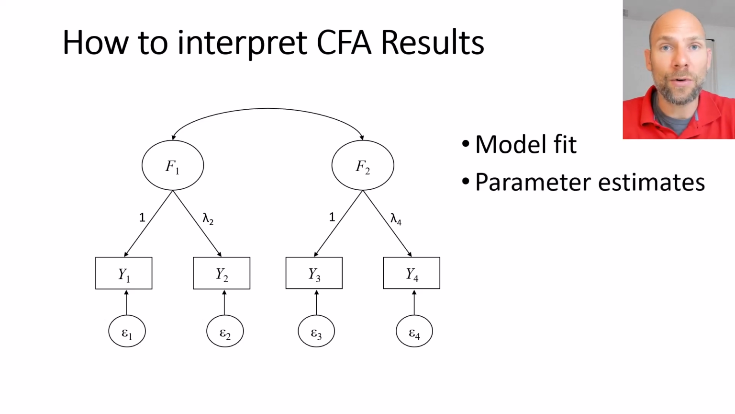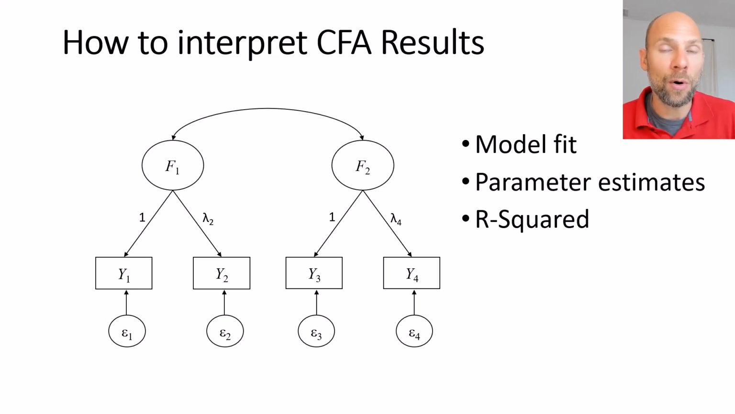Second, once we determine that a model fits appropriately and we feel comfortable with the model, we can interpret the parameter estimates as well as their standard errors and tests of statistical significance if applicable. And then finally, we are also interested in R-squared for our observed variables to determine the reliability of the measure. So we want to know how much of the variance in our observed measures is explained by the factors, and that's interpreted as an index of the variable reliability.